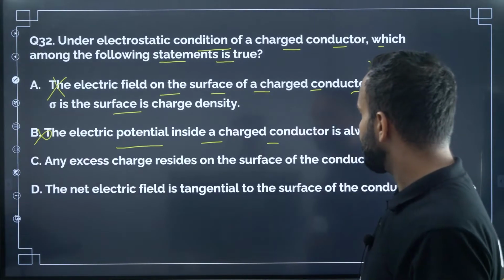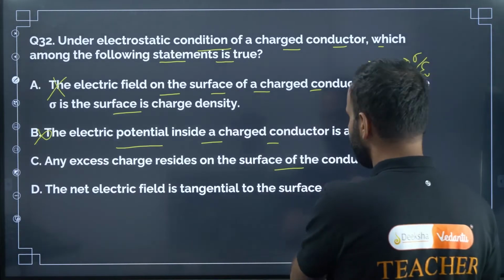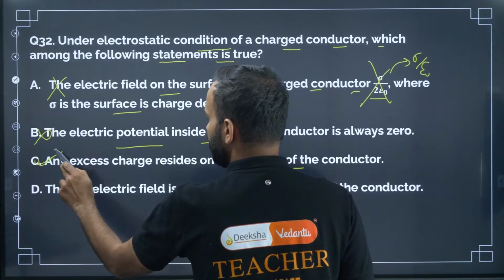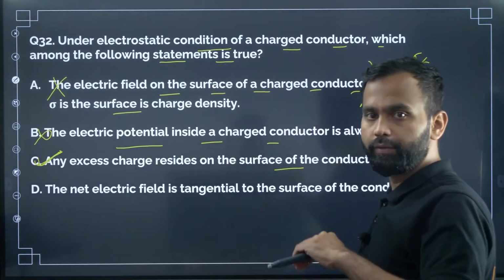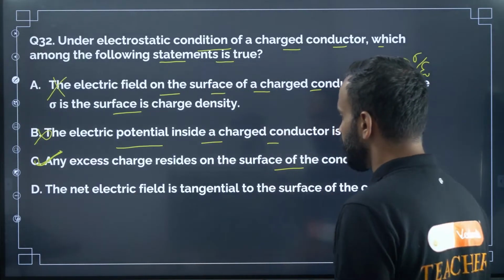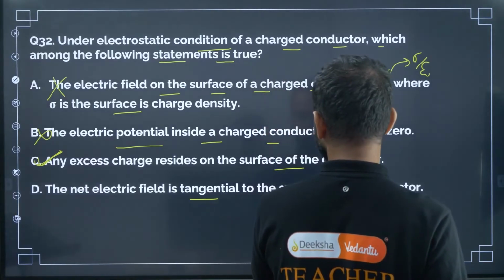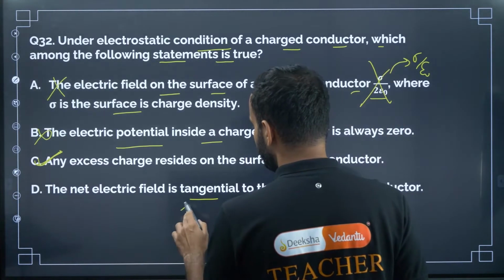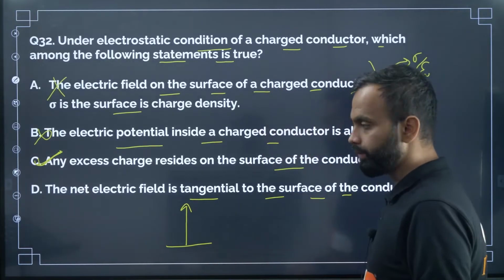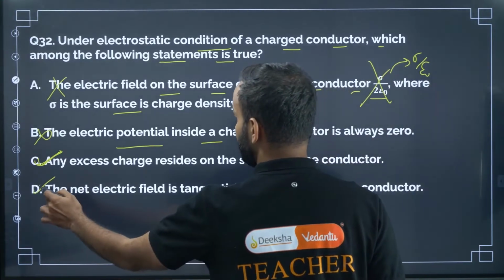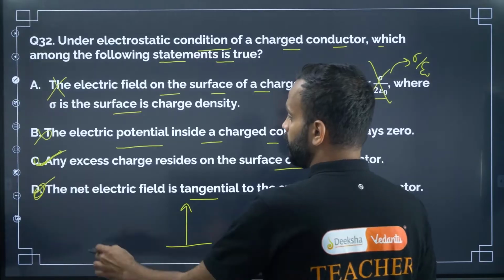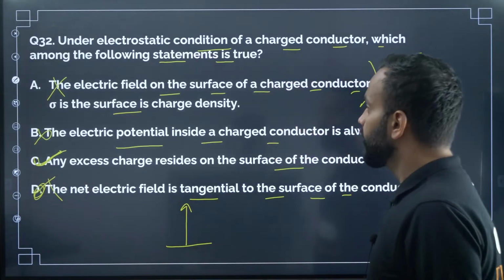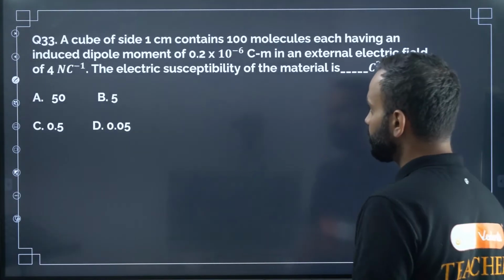Any excess charge resides on the surface of the conductor. Correct. Excess charge always resides on the surface of the conductor. The net electric field is tangential to the surface of the conductor. Wrong. Net electric field is perpendicular to the surface of the conductor. So the correct option is D. Sorry, the correct option is C. A, B, D are wrong. Okay. Next question. Question number 33.